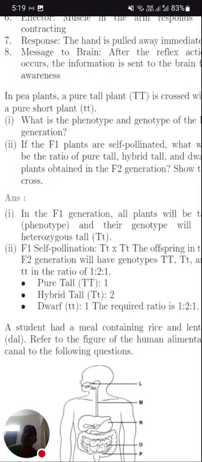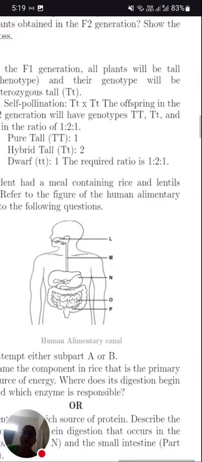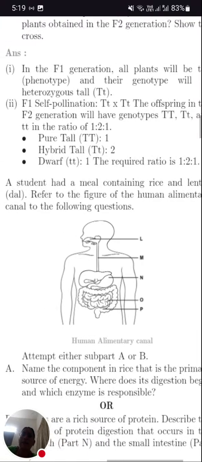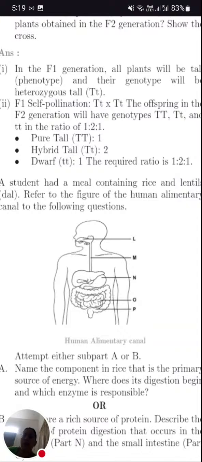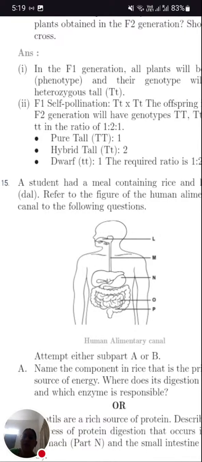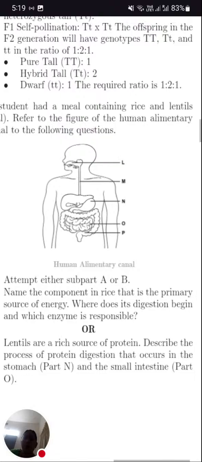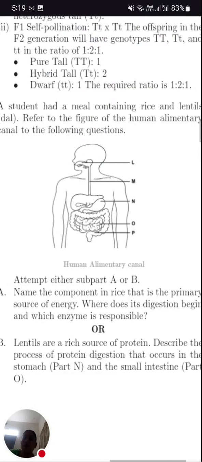Two questions were there. What is the phenotypic and genotypic ratio of the generations? Now the next question is related to the human digestive system. So the student had a meal containing rice and lentils, that is dal. Rice is carbohydrate, dal is protein. Refer to the figure of the human alimentary canal and answer the following questions. So first one, name the component in rice which is the primary source of energy.